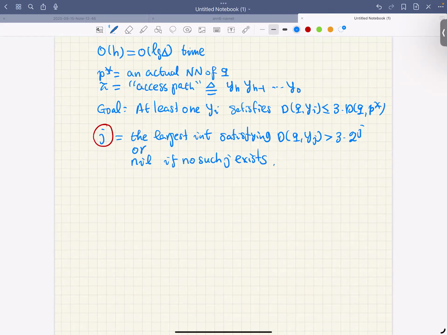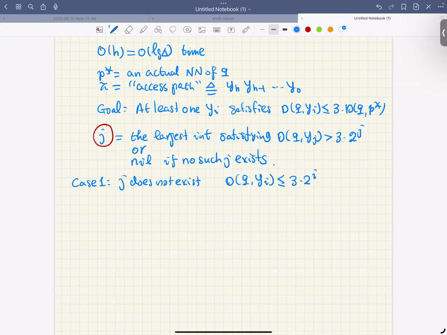Okay, so let's first consider the case where this J does not exist. So let's think about what happens if J does not exist. Well, this means Q, Yi is less than or equal to 3 times 2 to the power of i at all the levels. You see what I'm saying?